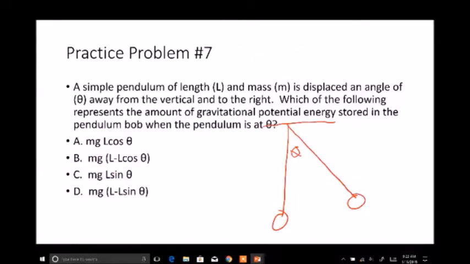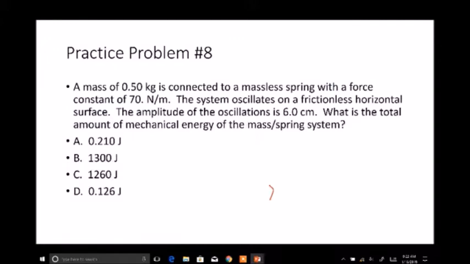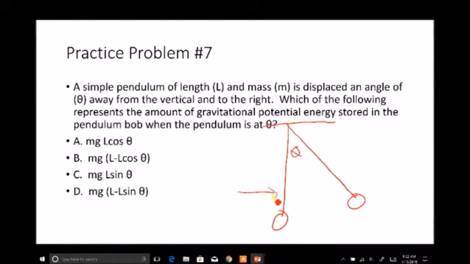All right, practice problem 7 again looks very much like practice problem 6. But in this case, we want to know which of the following represents the amount of gravitational potential energy stored in the pendulum bob when the pendulum is at angle theta. So let's say our pendulum started out here, vertical, and then we displaced it to the right, angle theta. As we were moving it to the right, we were also lifting it. And since it was being lifted, it is gaining gravitational potential energy.